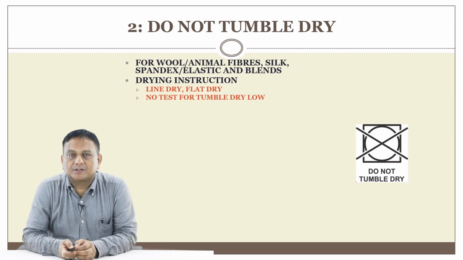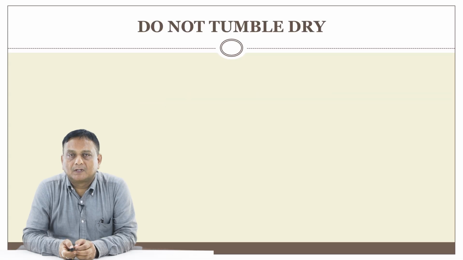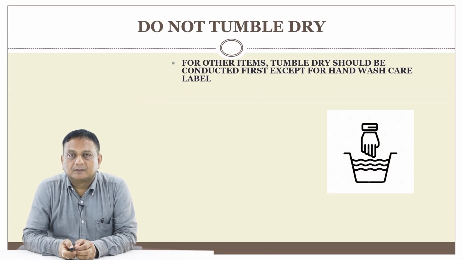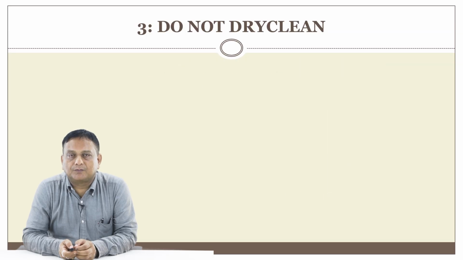So drying conditions should be properly maintained, line dry or flat dry, no test for tumble dry low, okay. So those are the things that must be carried out. Do not tumble dry, if it is there, that means that tumble dry should be conducted first, except for hand wash care level. So these are the different steps to be followed.